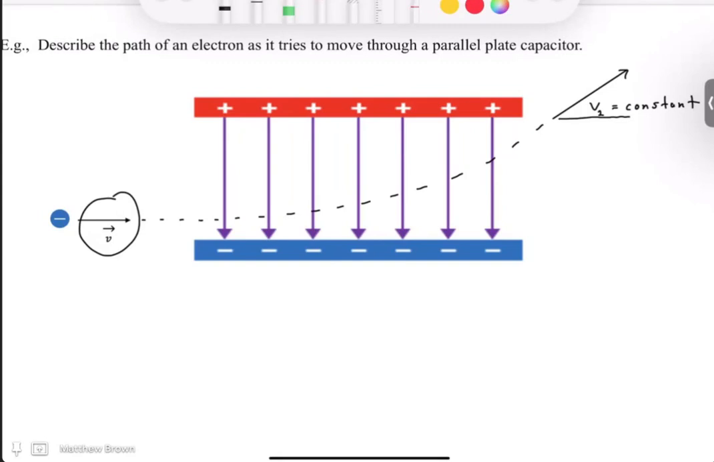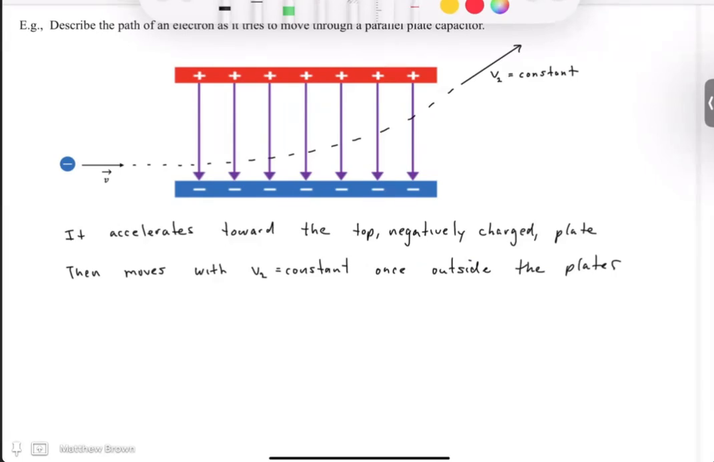But we've added some, let's call it upward velocity, the way this is drawn. So we've added that component to it. So we've actually been able to increase the magnitude of the velocity, but we've changed the direction. I feel like wording it like that gives you the general gist of what's going to happen here. It's going to accelerate while it's inside there. Once it's outside, assuming there's no other charges anywhere around, it'll move with a constant velocity. Sorry, small correction there. Yeah, positively charged plate at the top.